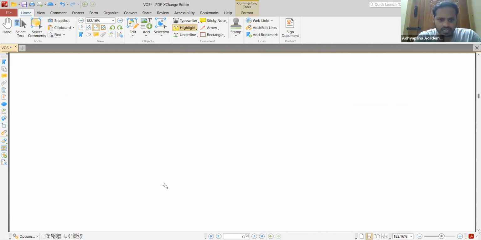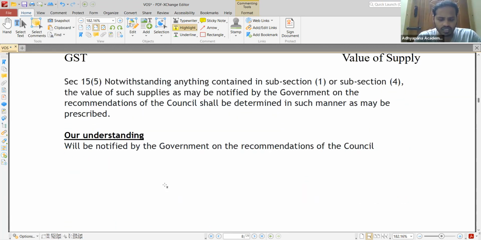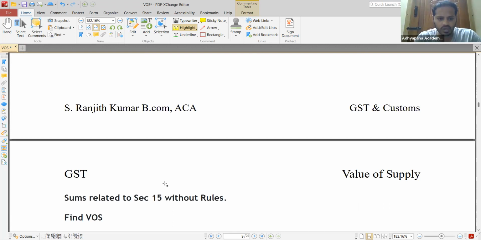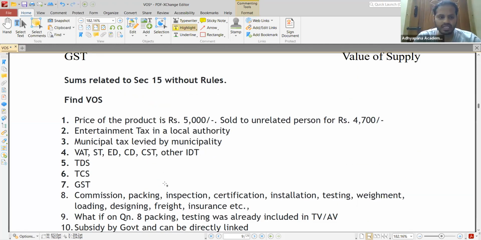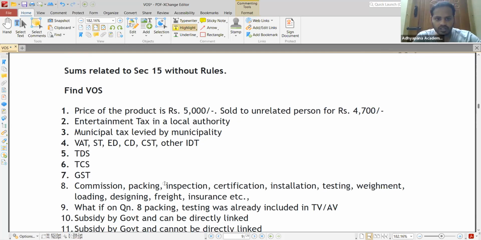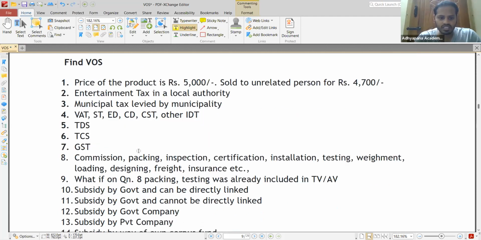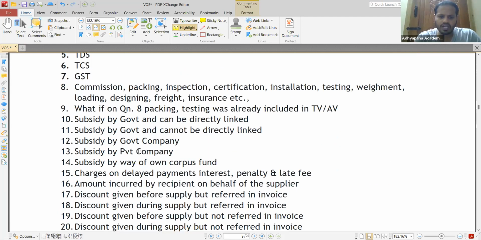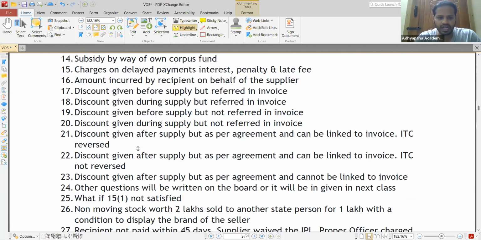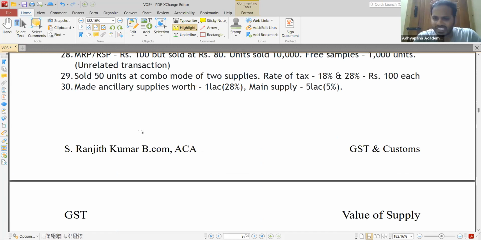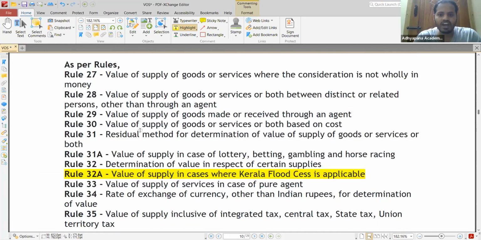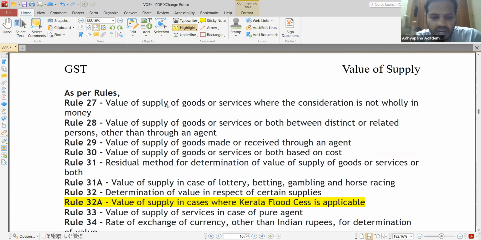And I want to show the valuation rules for you. What is valuation? See, I have sums also, basically. After understanding topics, I used to have sums related to Section 15 with rules. See, these are all the sums. All ifs and buts are there. If you can understand this, then you can easily score a centum, basically. See, valuation rules, simple.